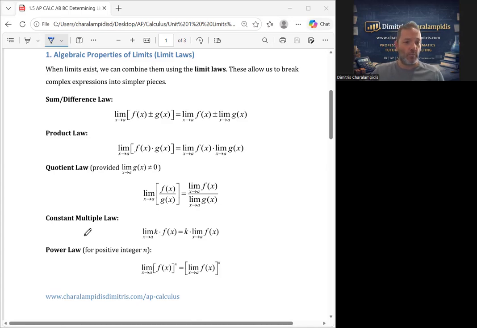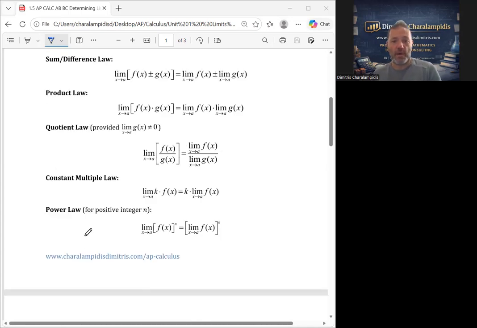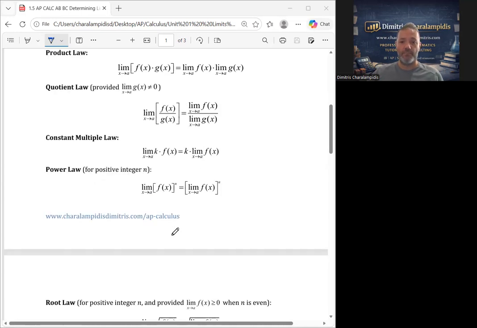Continuing with power law. For a positive integer power, first find the limit of the inside and then raise that result to the power. So for instance, the limit of f of x to the power of n should be equal to limit of f of x and then all that to the power of n.